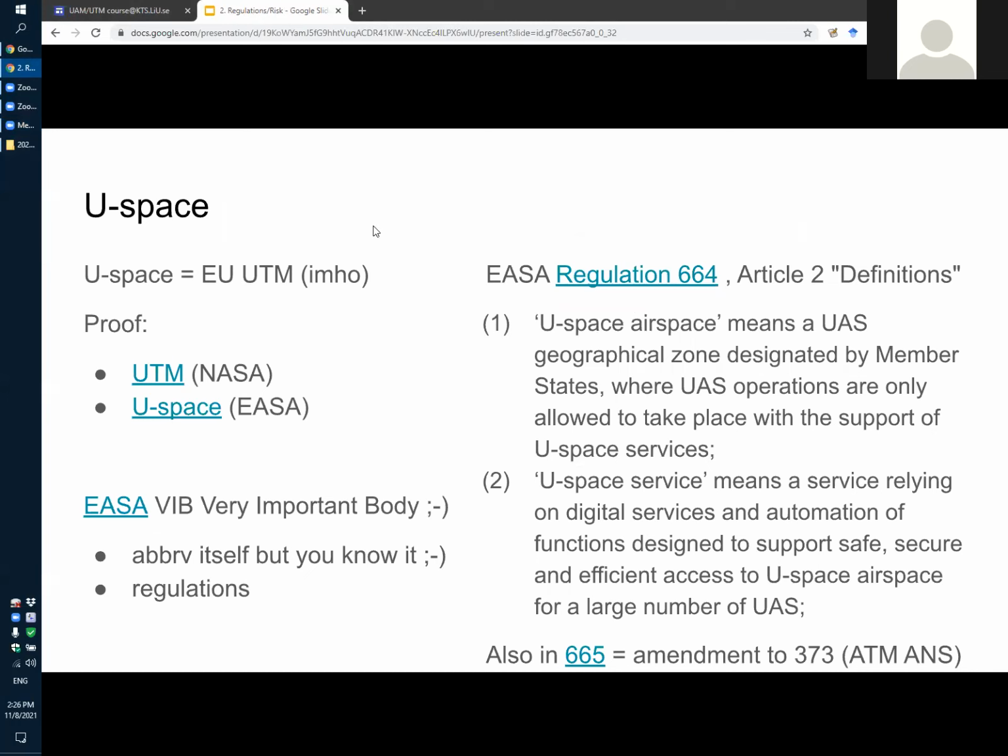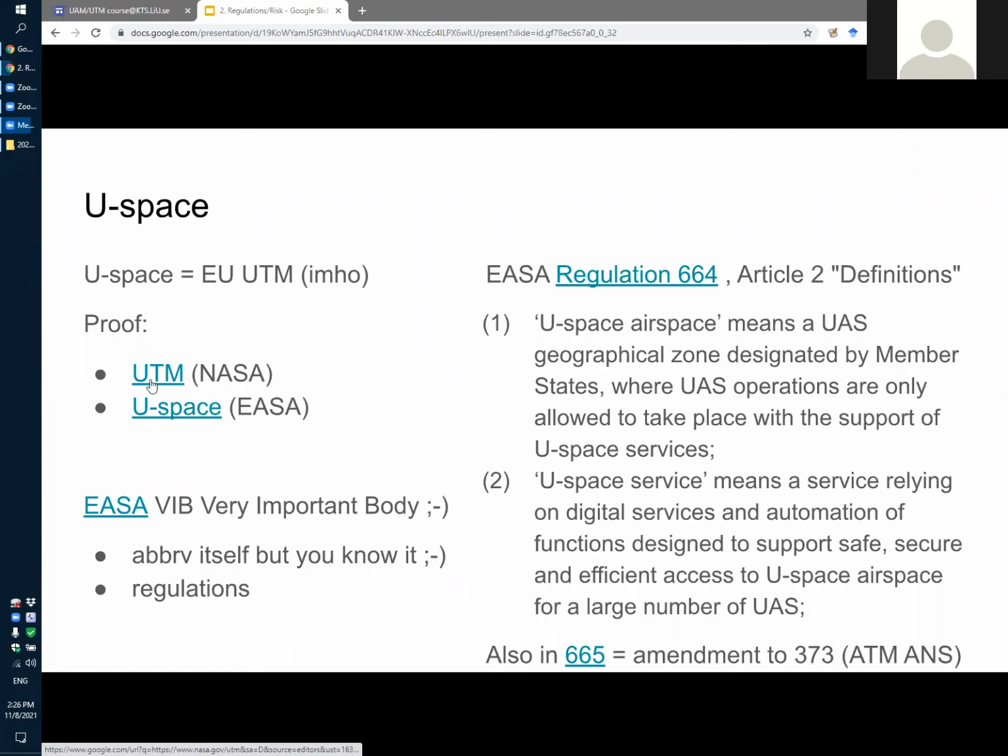Now, one important term is U-space. As far as I understand, and you will see this in my humble opinion every so often in the course, and I apologize for putting in my opinions instead of something solid, it's a changing area, and definitions and terminology are changing. But to me, I would say that U-space is the European analog of UTM.